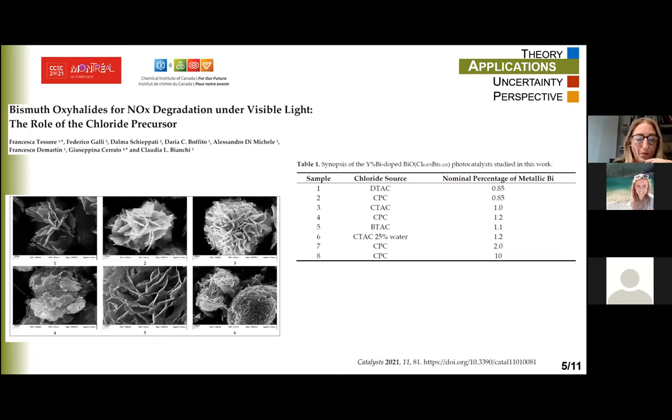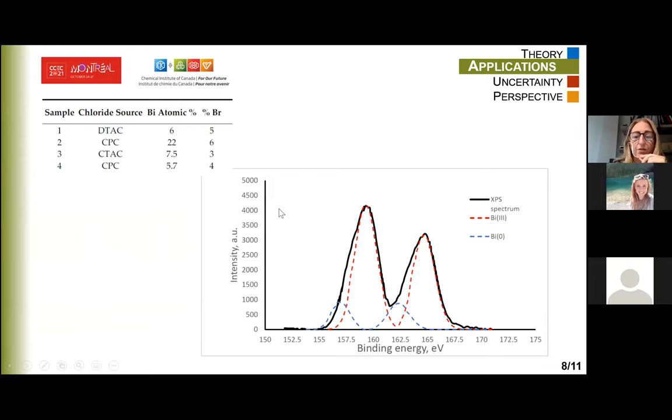And in fact, going into details of our bismuth peaks, in this case it's just one of the samples that we investigated. We can see that from the overall spectrum it is possible to recognize two different species: one is bismuth 3, and the other one is bismuth zero. And probably it is only bismuth zero that is the active part in our photocatalyst.